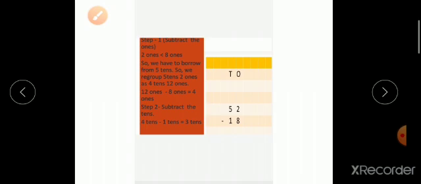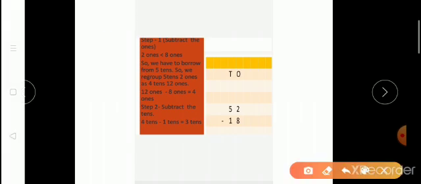Students, tell me, is it possible to subtract 8 ones from 2 ones? No, it is not possible, because 8 ones is greater and 2 ones is smaller. So we cannot subtract 8 ones from 2 ones. What do we have to do? We will borrow 1 ten from 5 tens. When we borrow 1 ten from 5 tens, it will become 4, and 1 ten is equal to 10 ones. So 10 plus 2 is equal to 12.